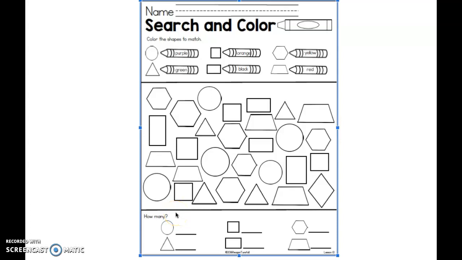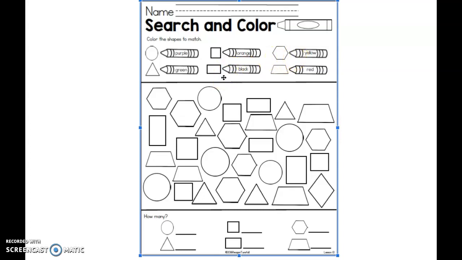For activity number 2 today, you are going to search and color the shapes. So up here it tells you a circle, you're going to color purple. A square, you're going to color orange. All of the hexagons, you're going to color yellow, and so forth.